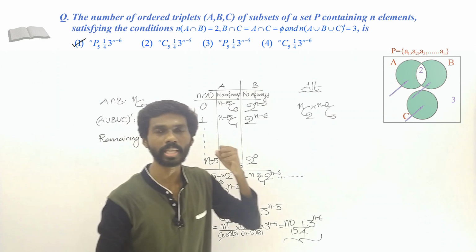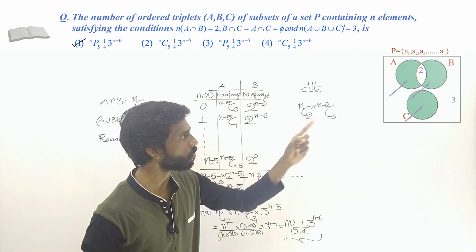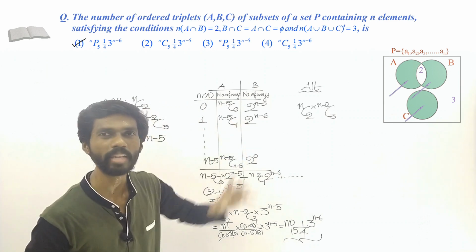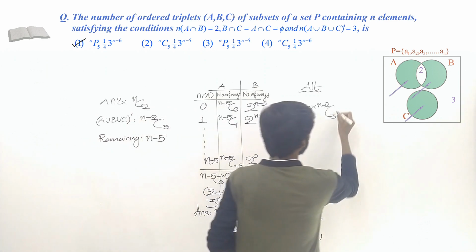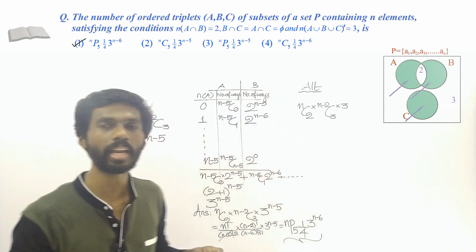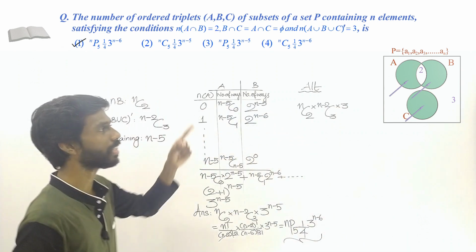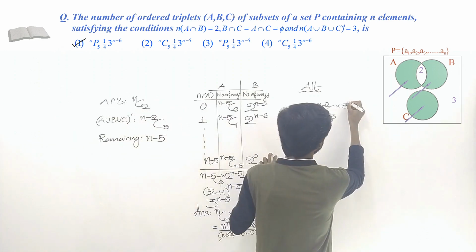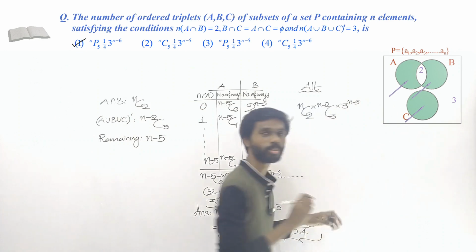So let us take one of these elements. That can have any one of the 3 regions, right? So 3 possibilities. That element can be put in any one of the 3 regions. So 3 ways we can put that element. Alright. Similarly, the next element again has 3 possibilities, either in A or B or in C. So 3 possibilities. That means totally 3 to the power n minus 5. So that is the answer.